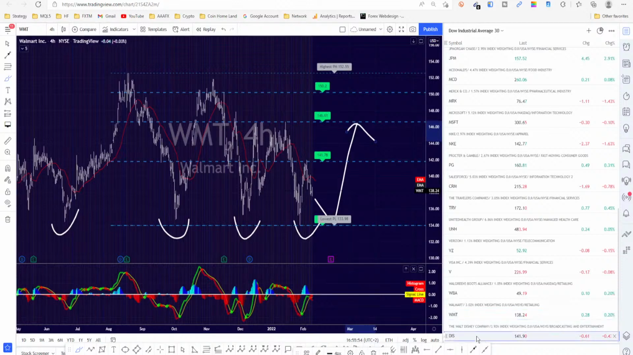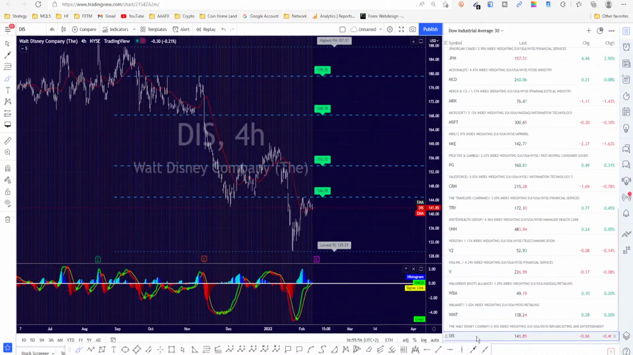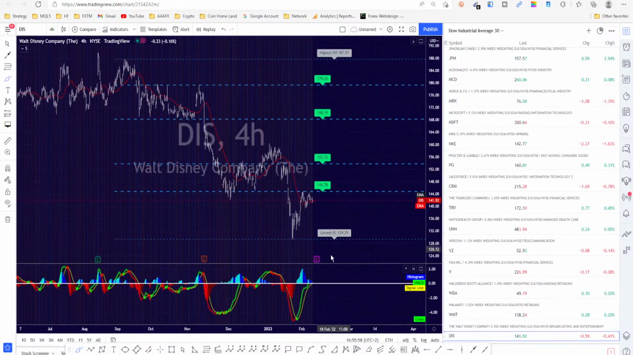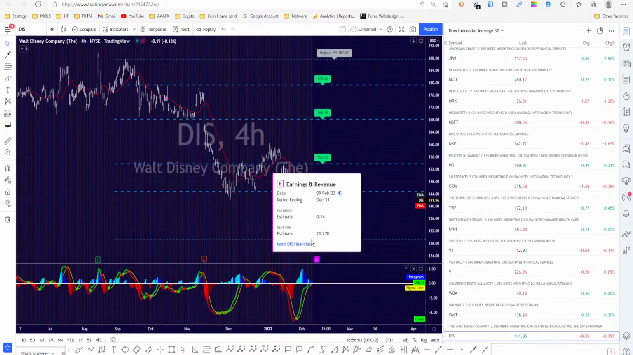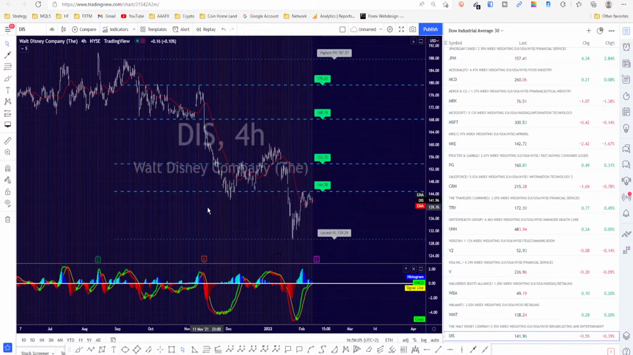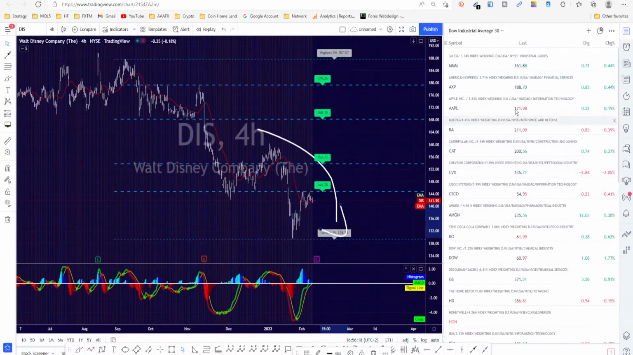Okay, the last one is Walt Disney, and this coming one may be very negative. They're expected to report $20 billion. Let's see what happens. I think this is going to end up being negative and disappointing, going to the downside. Okay, guys, that was the Dow Jones companies. We went through all of them. There are 30 companies in the Dow Jones, so basically you get all the Dow Jones company analysis right here.